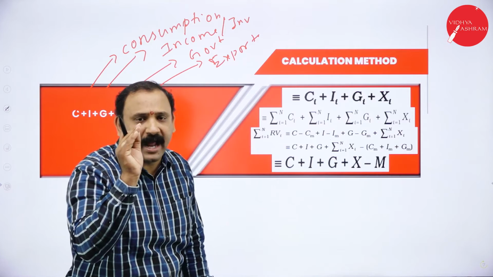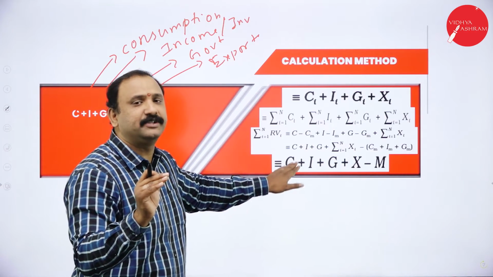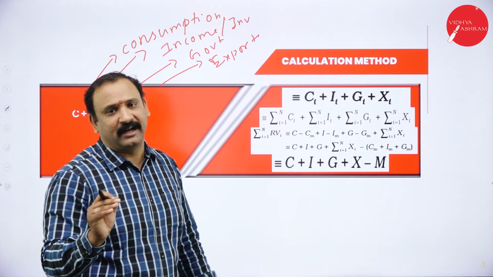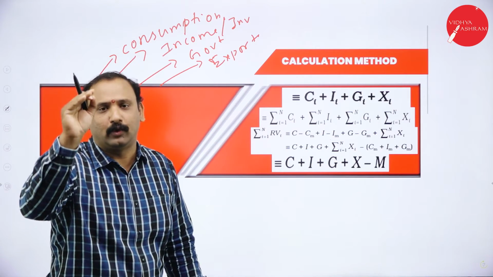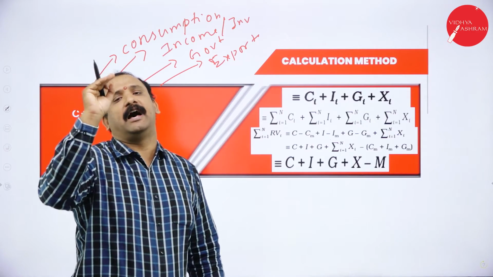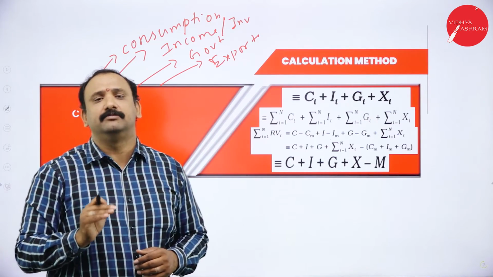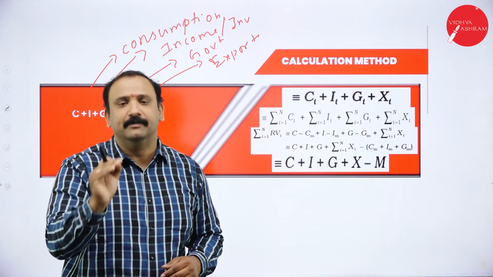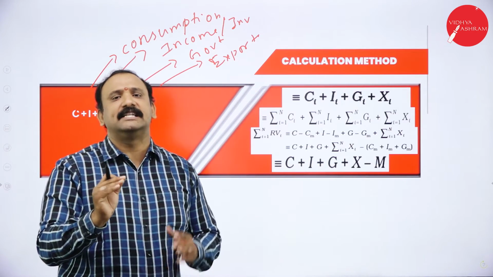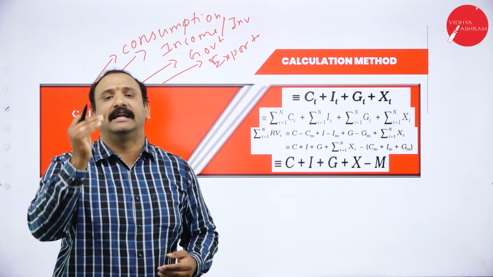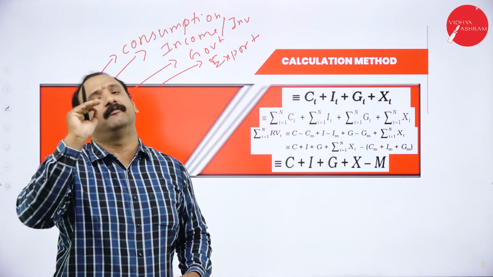So when you subtract imports from consumption, investment, government and your export factor, you will be able to calculate the base value of the GDP. This is the formula that is used by the Planning Commission, by the Ministry of Finance and other institutions and organizations to arrive at the basic GDP value.